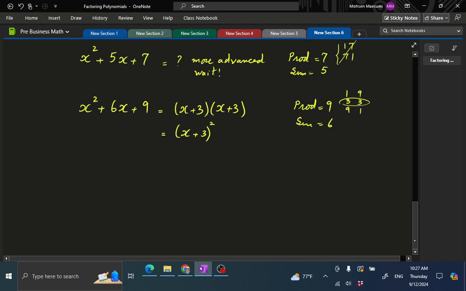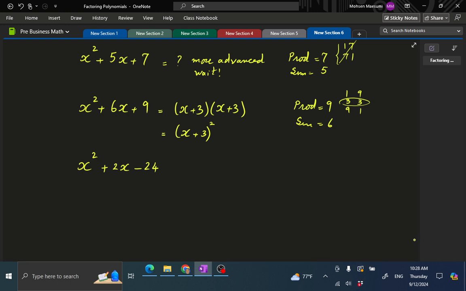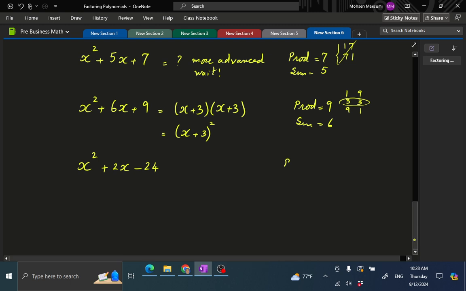Let's do another one. So suppose I have x squared plus 2x minus 24. So for now, we are throwing some negative numbers into the game. So I want the product to be minus 24. And to make it clear, we want the sum to be plus 2.